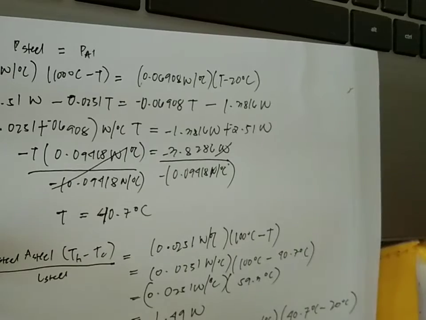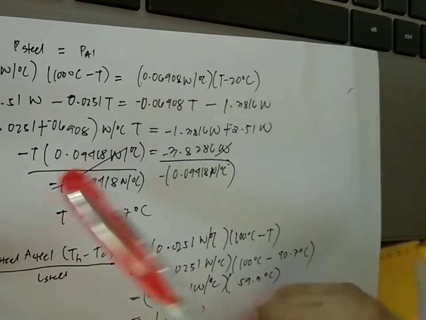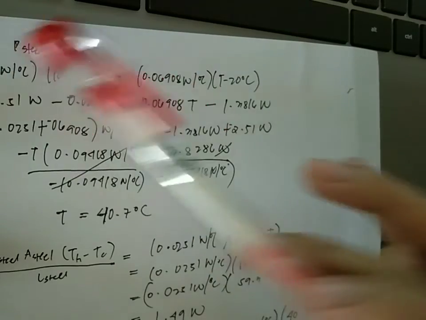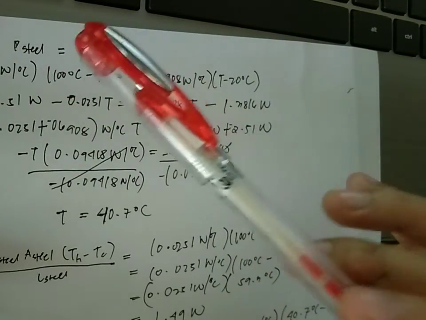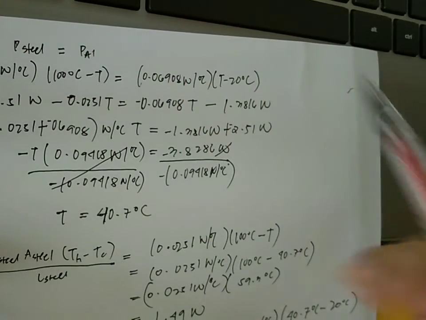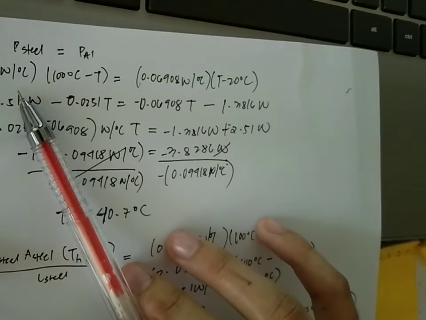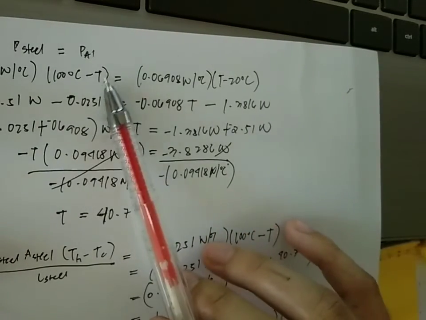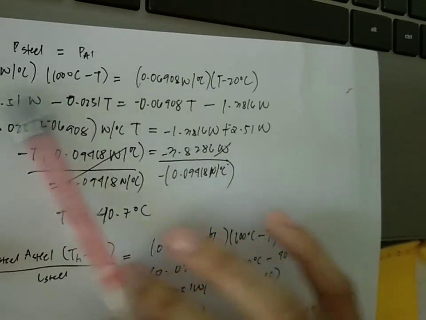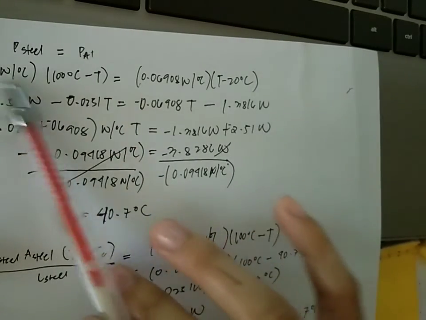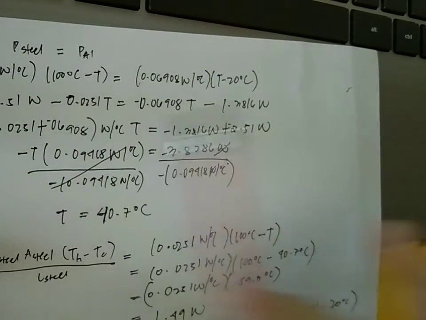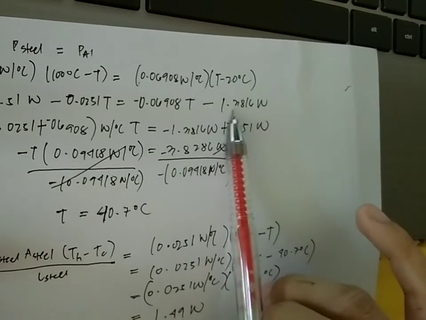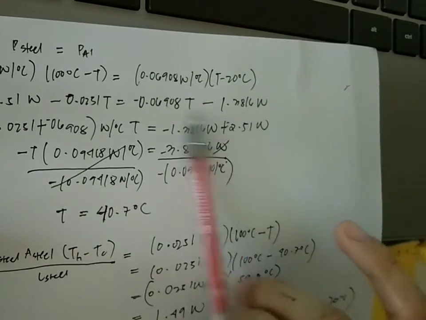So after that, gi-multiply na ko ang 100 degrees. Isa-isa na ko gi-multiply. So 100 degrees Celsius multiplied by 0.0251 watt per degree Celsius, nabilin 2.51 watt. Then copy, kay i-multiply man nato. Copy lang ni, also ni, same copy, then multiply, muning ni result.